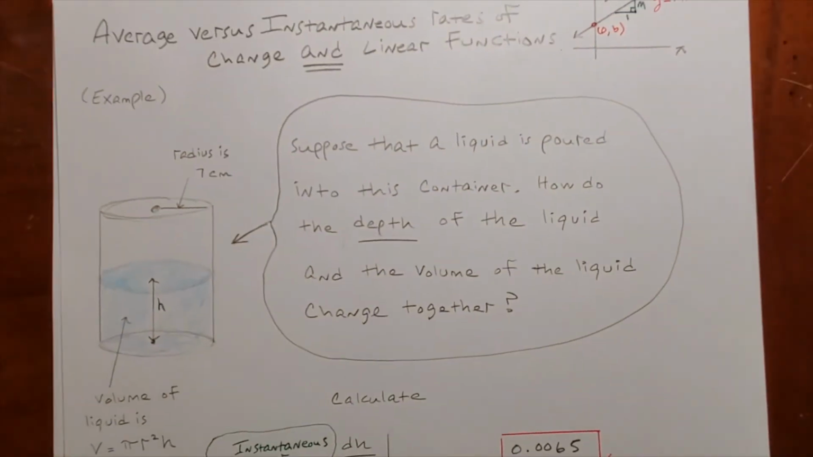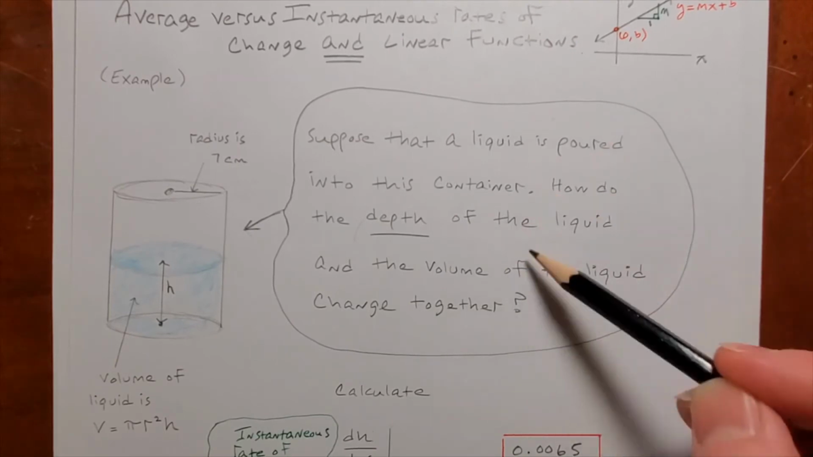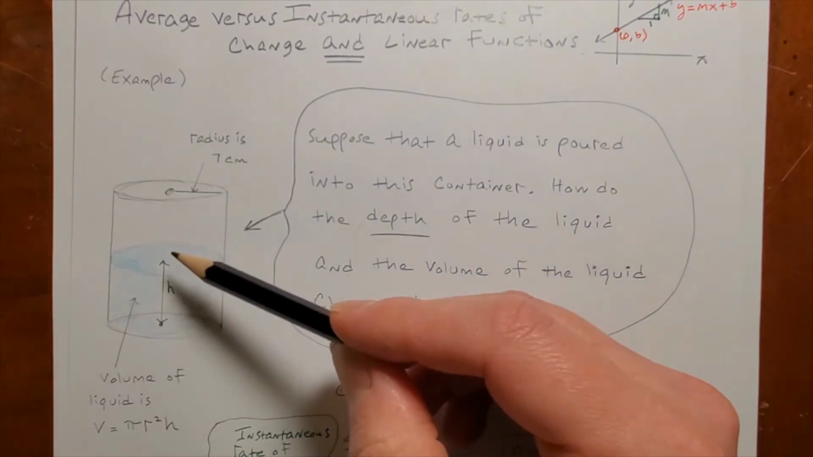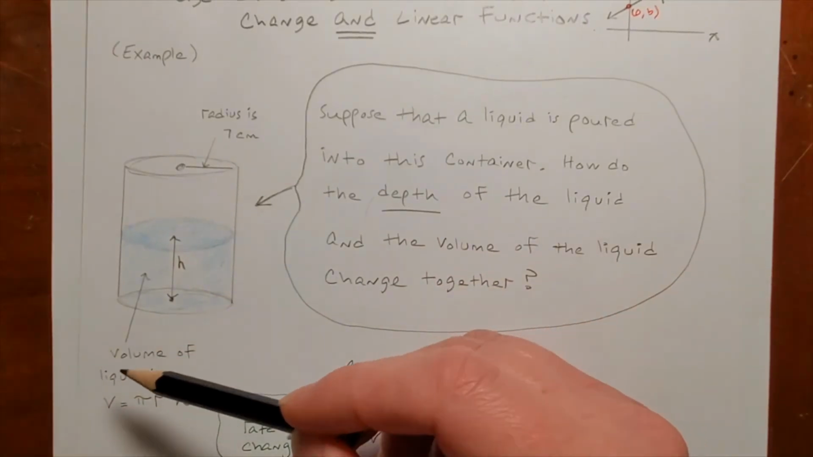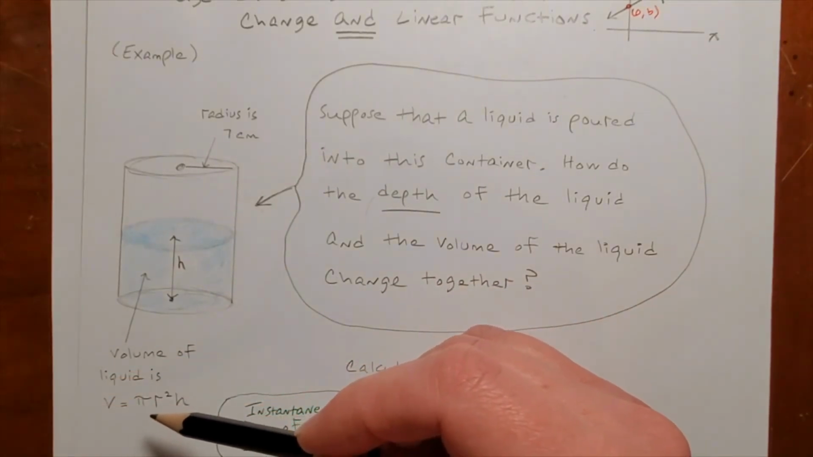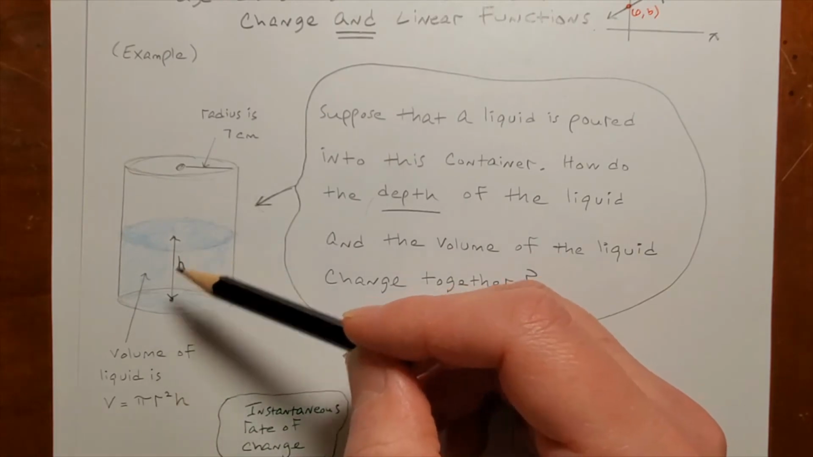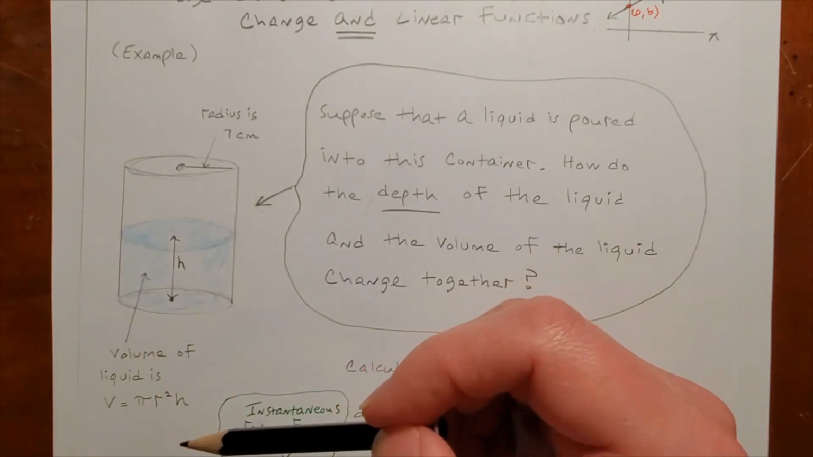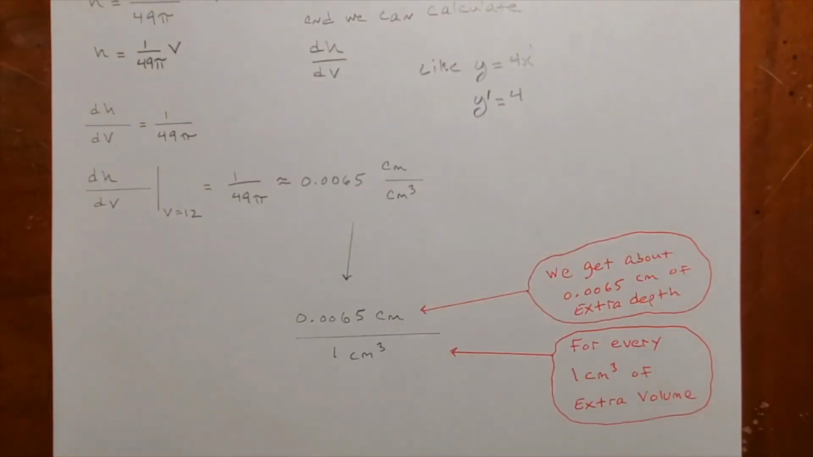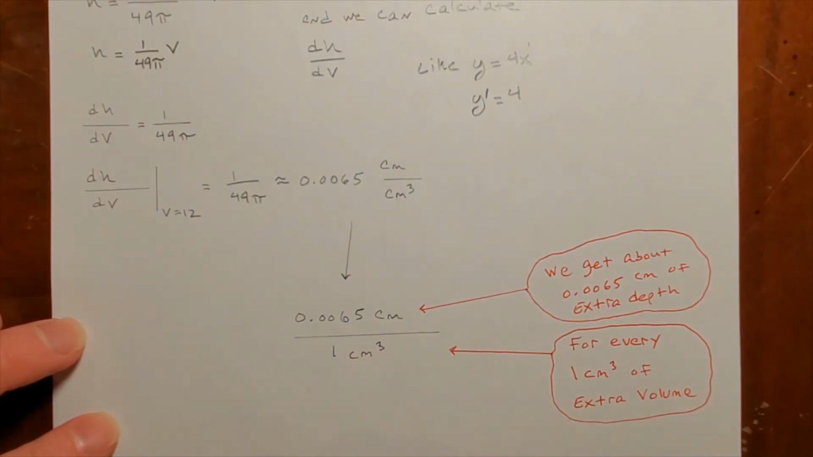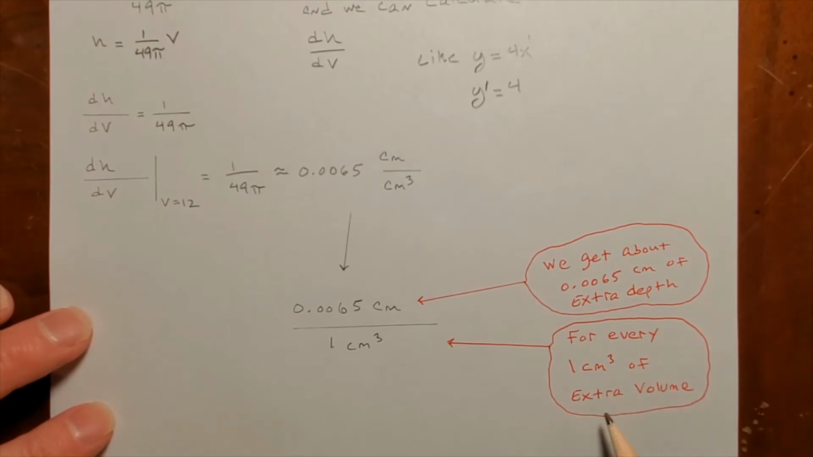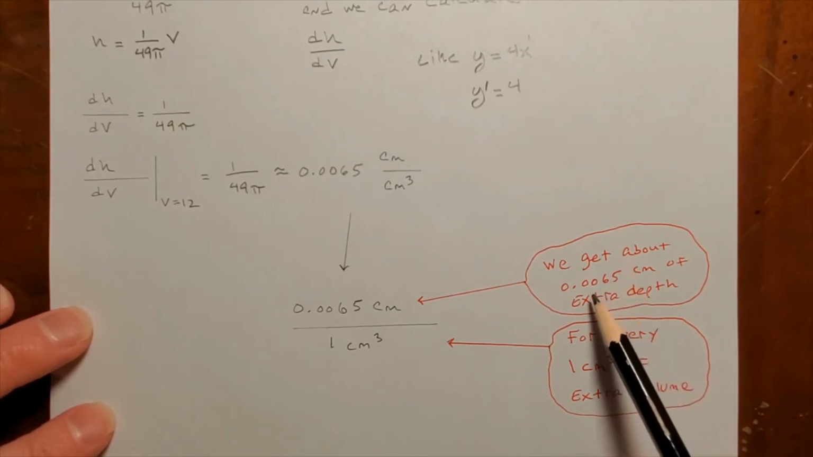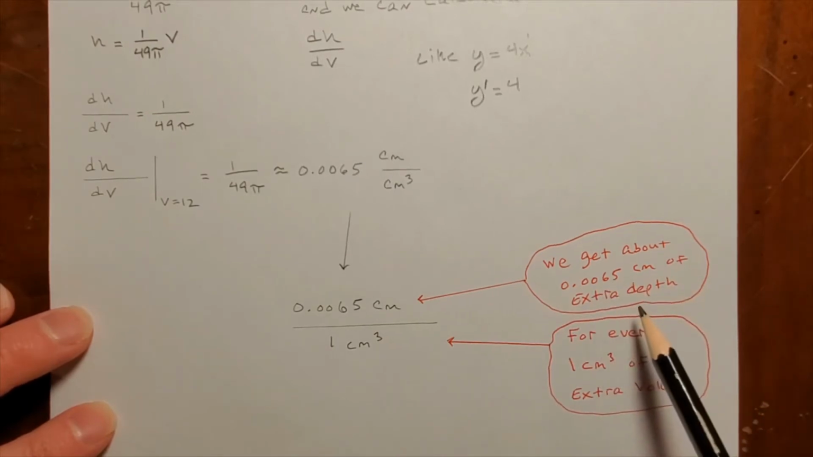Well, remember when I started this, I said I'm curious how the depth of the fluid getting deeper affects the volume of the fluid getting bigger and vice versa. If one gets bigger, so does the other. How does it happen? Well, this will tell us how it happens. It says for every extra cubic centimeter of volume, we'll get about 0.0065 centimeters of extra depth.